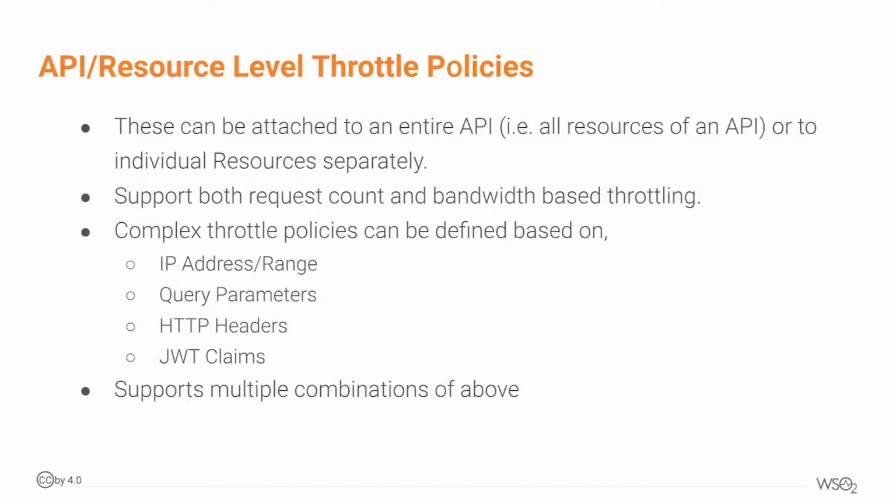Let's see some of the throttling policy types in API Manager. API or resource level throttle policies can be defined using Publisher portal. These can be attached to the entire API or to individual resources separately. This supports both request count and bandwidth based throttling. Advanced throttle policies can be defined based on IP address or IP range, query parameters, HTTP headers, or JWT claims. Multiple combinations of the above is also supported.